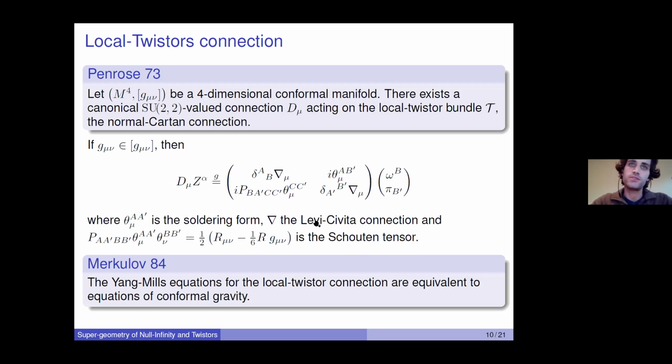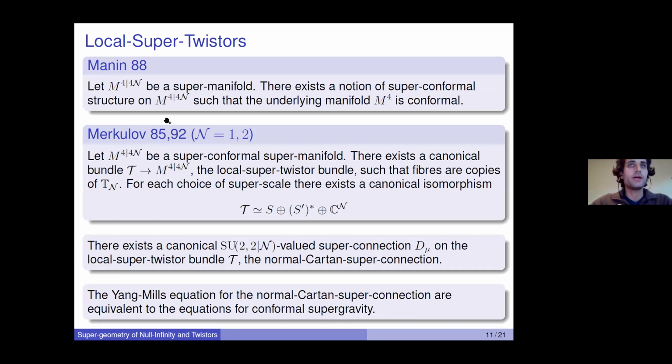The statement here is that all of this transforms in the way it has to transform in order to make sense. A nice result due to Merkulov is that there are natural equations that you might like to impose on these connections. In particular, if you look at the Yang-Mills equations for these local twistor connections, you find out that they are equivalent to conformal gravity. And again, here everything goes straightforwardly in the supergeometric context.